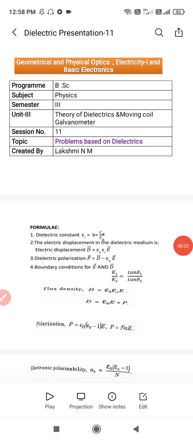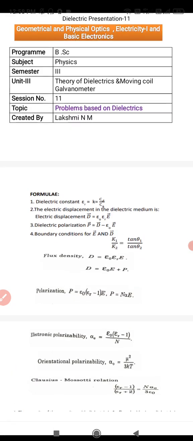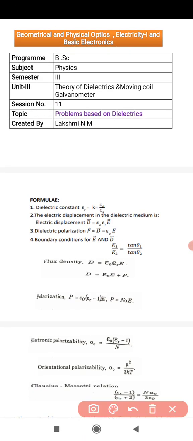In this chapter on dielectrics, we learnt certain formulas. The dielectric constant epsilon R, or K, is equal to Cd divided by Ca, where Cd means capacitance of the dielectric and Ca means capacitance of the air. This formula is also written in terms of C divided by C naught.